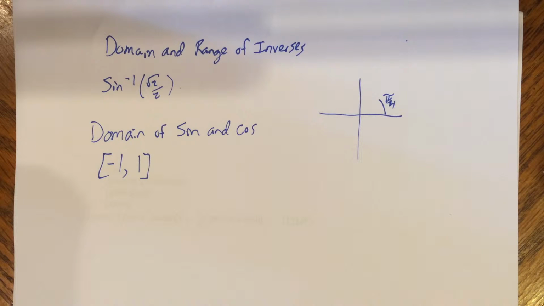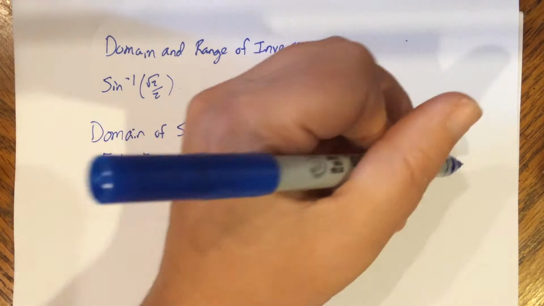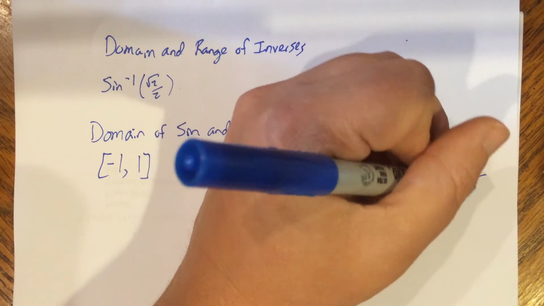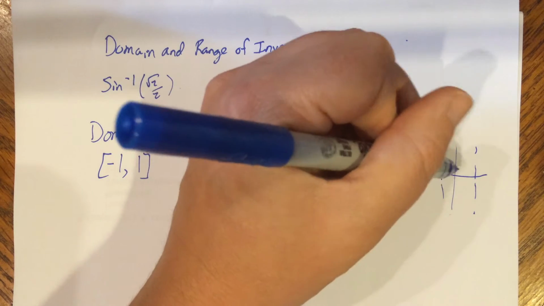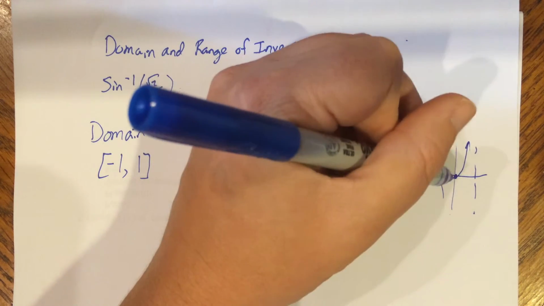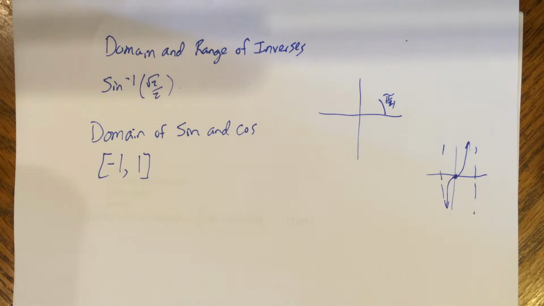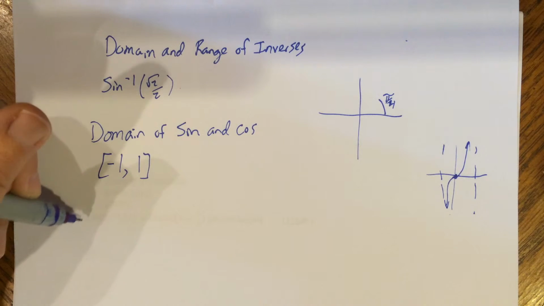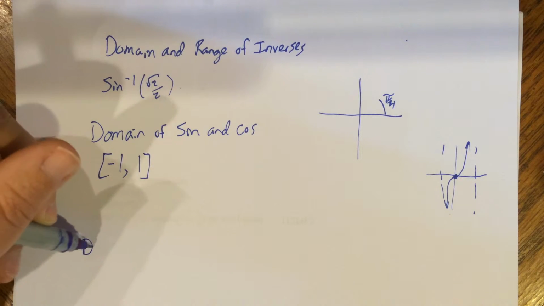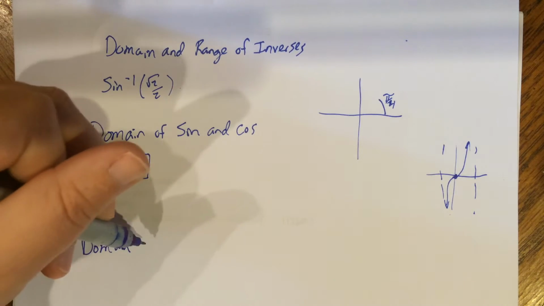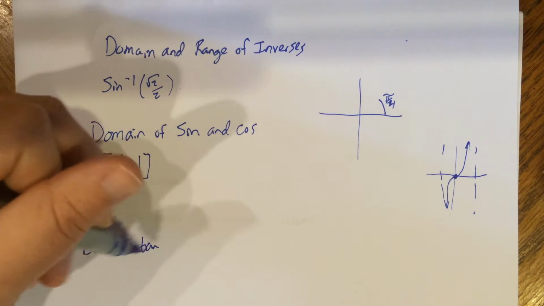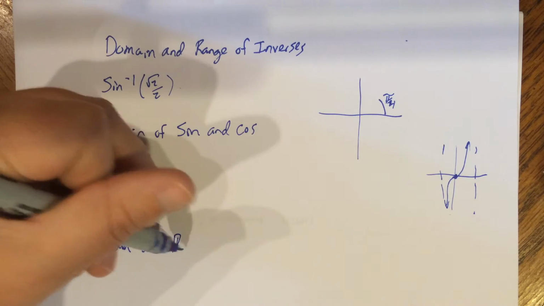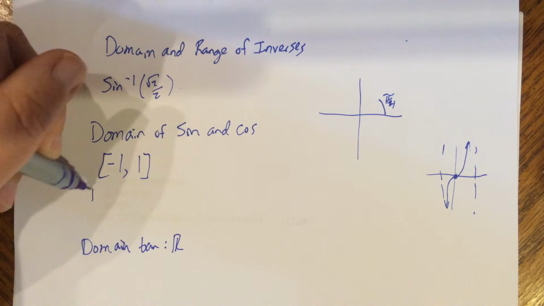Tangent is different, and we saw that when we graphed tangent. When we graphed tangent, remember what it looked like, and we can look at this with the sine and cosine graph also. The amplitude of sine and cosine is negative 1 to 1. Tan didn't have an amplitude because it kept going down, kept going up. So tan has a domain of all real. So we'll put down here, domain of tan is all real.